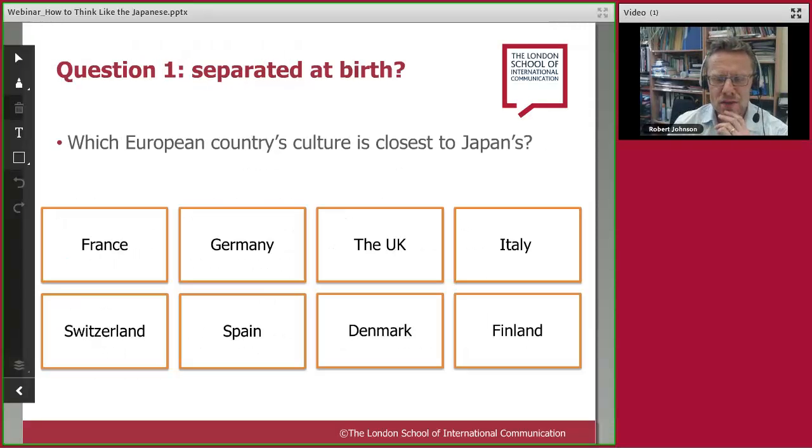Okay, now it's time for you to use a bit of the interactivity here. So what I'd like you to do is to have a look at this question. Which European country's culture is closest to Japan's? So if you go across and get the draw function, the marker, and then put a tick on the one, or more than one if you like, that you think is closest to Japan. Yep, you can scribble, you can circle, I don't mind, but we'll see what you think.